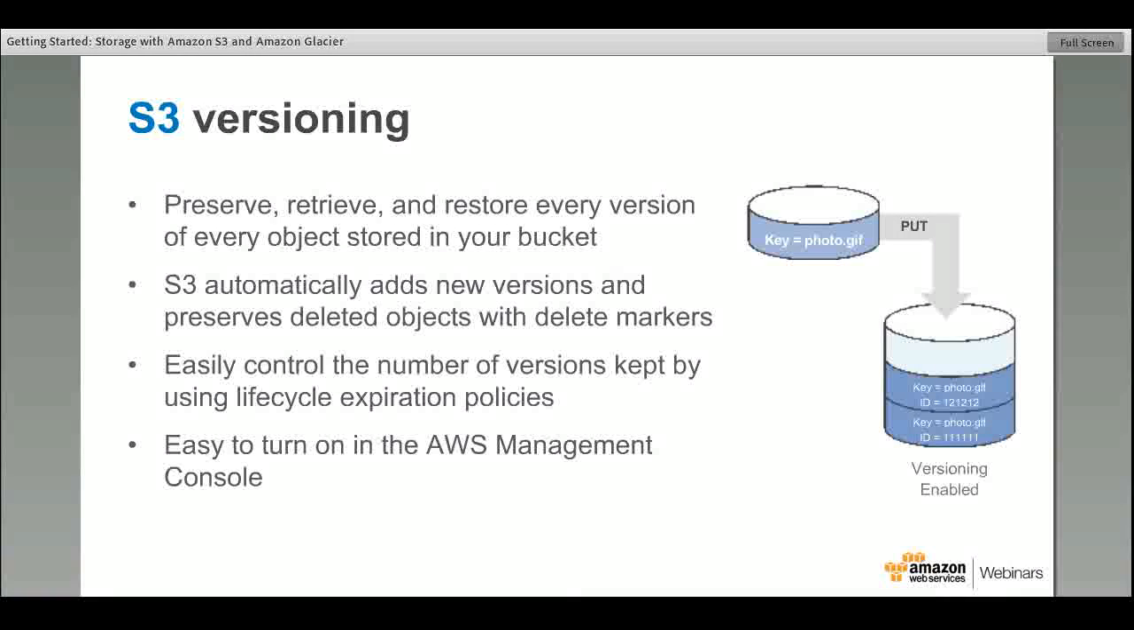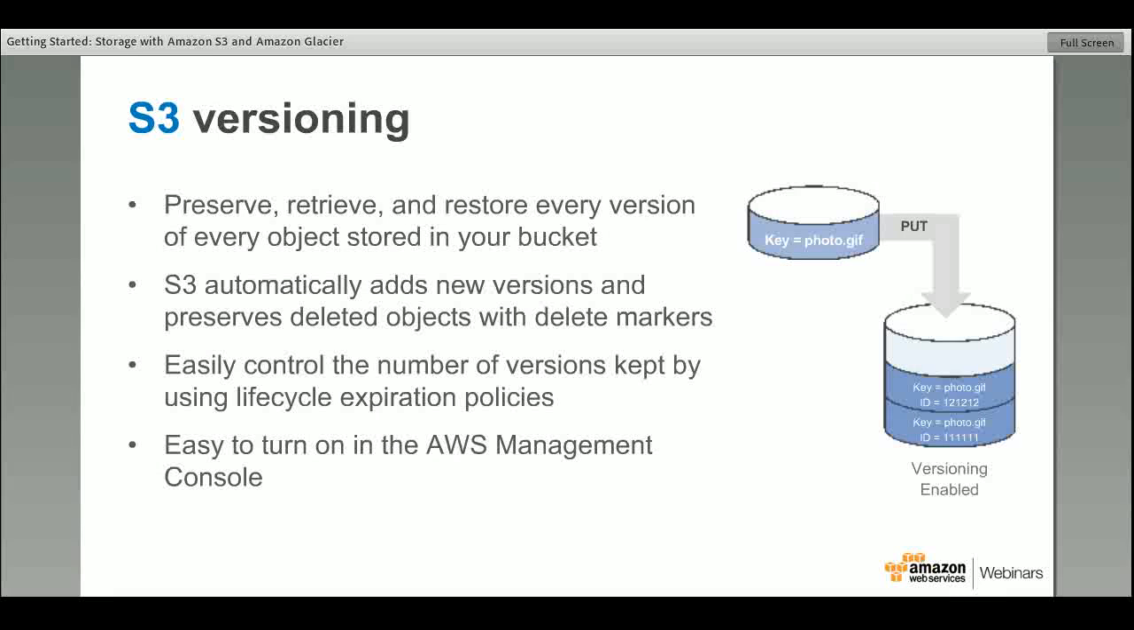Whenever you rewrite an object or override an object, it'll keep the previous object and give it a version ID. In case you need to go back, you can easily go and read the versioned older object or copy it over the new one, basically revert back. And you can turn on this functionality very easily at a bucket level by checking a box on our console, and then you're enabled for data protection.